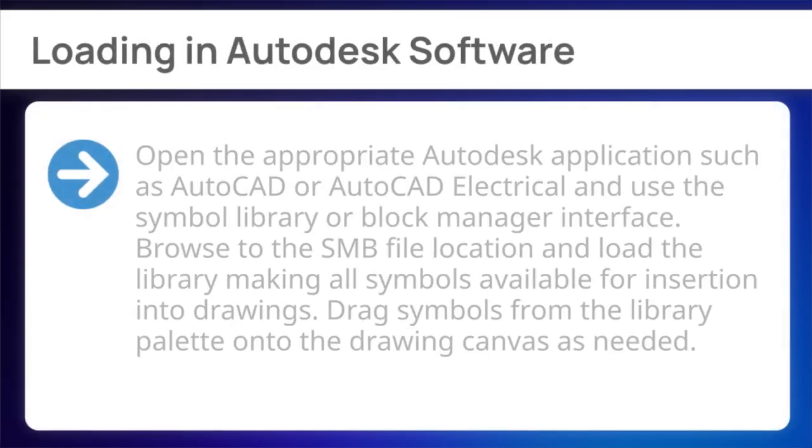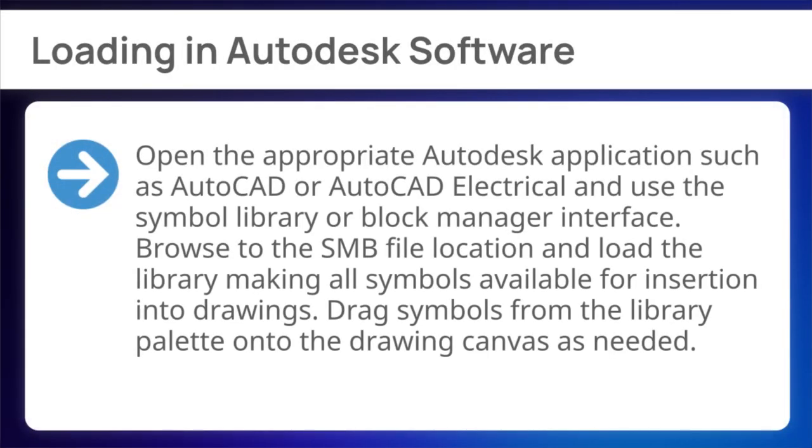First, loading in Autodesk software. Open the appropriate Autodesk application such as AutoCAD or AutoCAD Electrical, and use the symbol library or block manager interface. Browse to the SMB file location and load the library, making all symbols available for insertion into drawings. Drag symbols from the library palette onto the drawing canvas as needed.